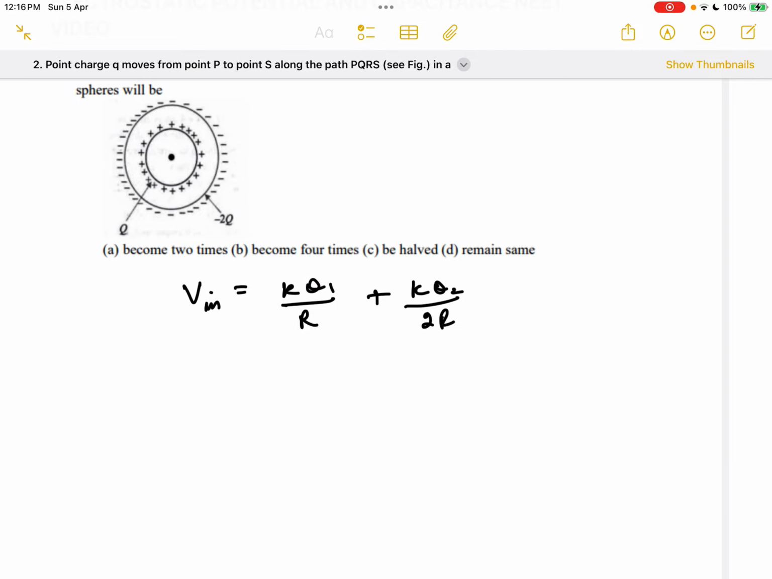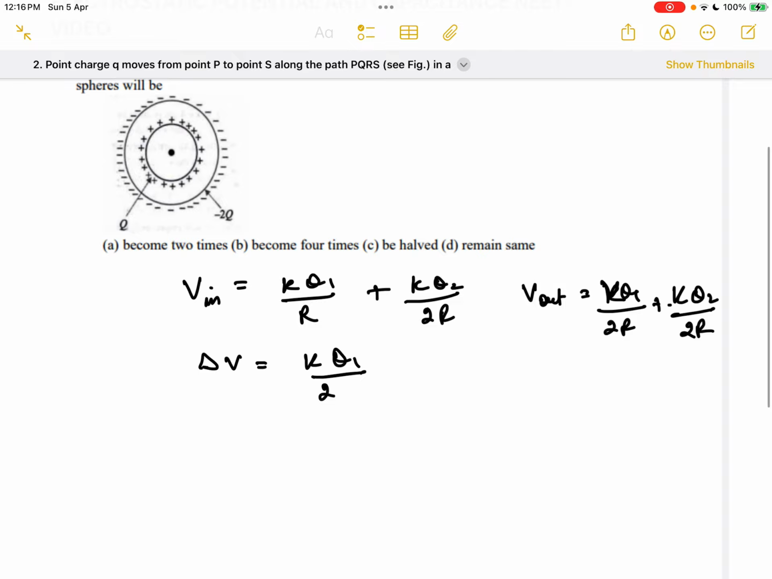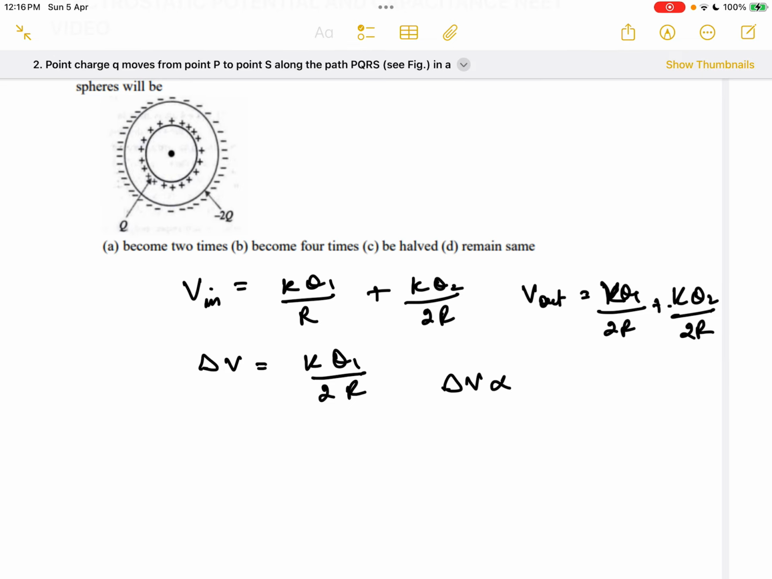Now, the potential on the outer sphere, V out, is going to be equal to kq1 divided by 2r plus kq2 divided by 2r. Now, if you try to find the potential difference, it is going to be kq1 divided by 2r, because kq2 by 2r gets cancelled. This only tells us that the potential difference is directly proportional to the charge on the inner sphere. If that is doubled, then the potential difference is also doubled. So the correct answer becomes 2 times. Option A is the correct answer.